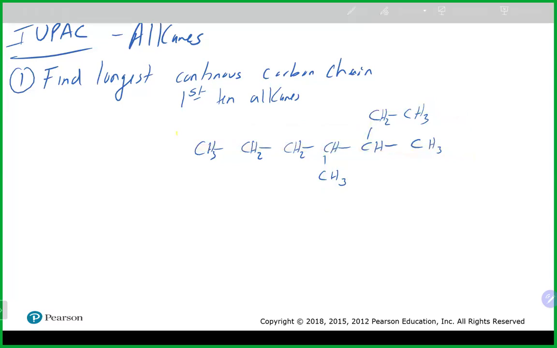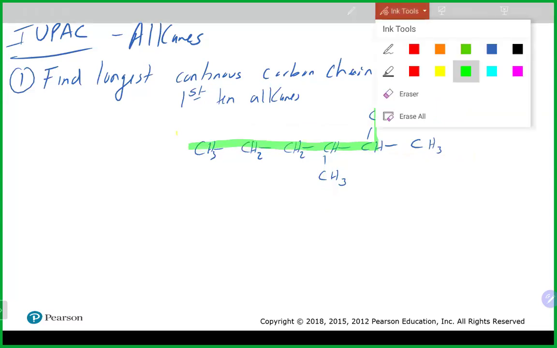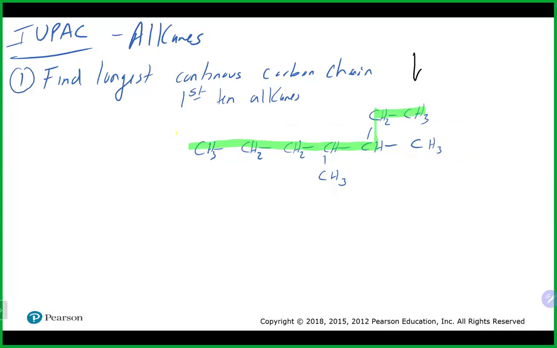All right, so in this case, our longest carbon chain actually starts around here. 1, 2, 3, 4, 5, 6, and 7. So that is going to give us the base of our name, because 7 carbons, all single bonded, is heptane. So the base of our name is going to be heptane in this case, right?